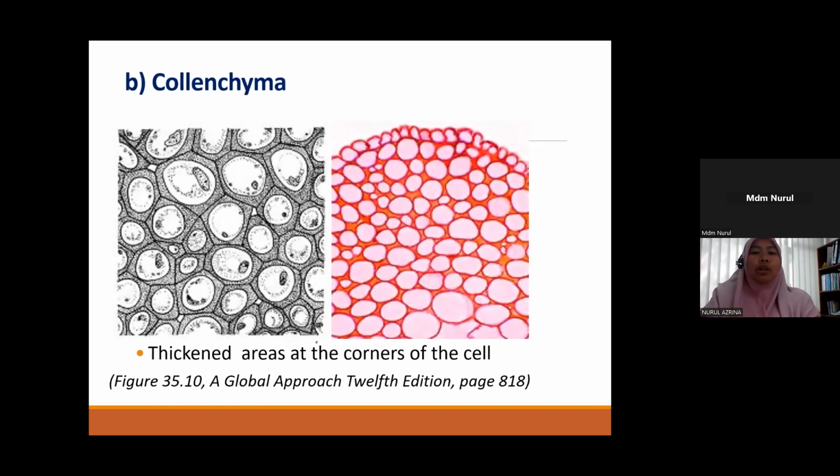Okay, next we go to collenchyma cell. So this is collenchyma cell. Remember, collenchyma have thickening at the corner. So C collenchyma, C corner. So make sure you understand that it has primary cell wall, but the primary cell wall is a little bit thicker, especially at the corner of the cell. Okay, so collenchyma.